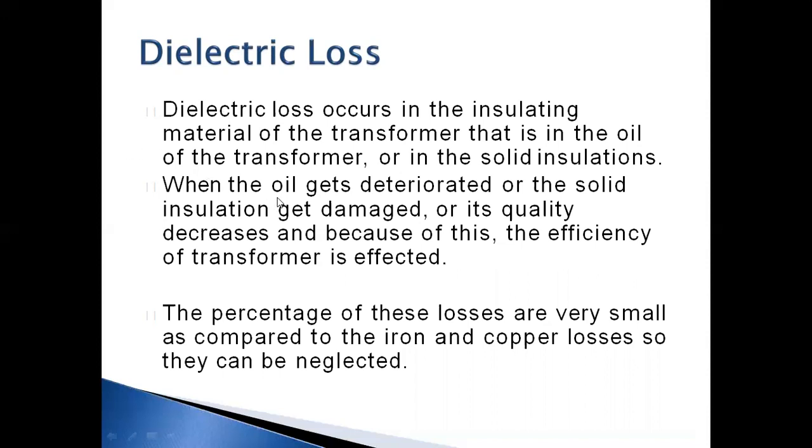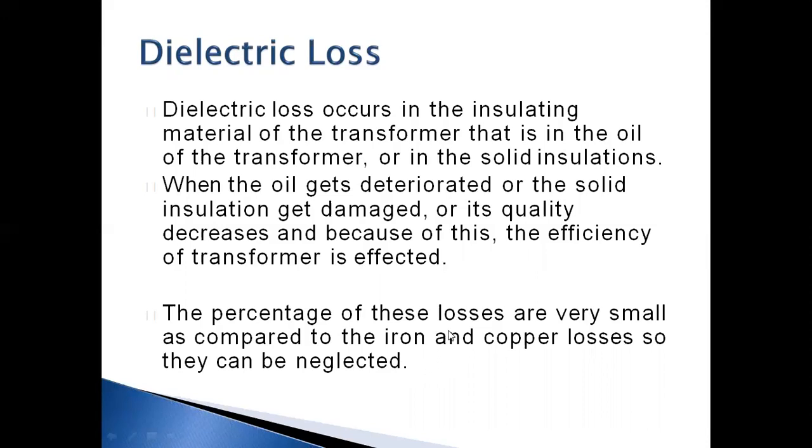When the oil gets deteriorated, or the solid insulation gets damaged or its quality decreases, the efficiency of the transformer is affected. When the oil deteriorates or the solid insulation is damaged, their performance and quality decrease, and the efficiency of the transformer is affected.